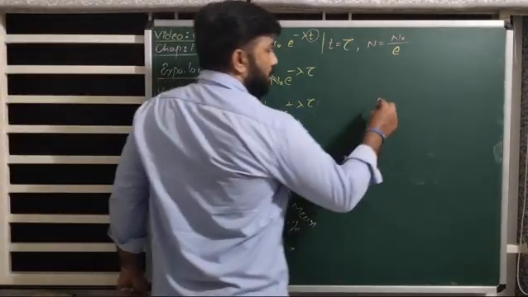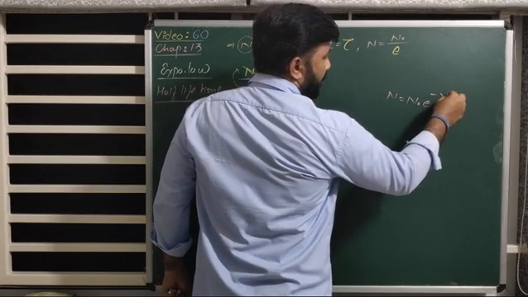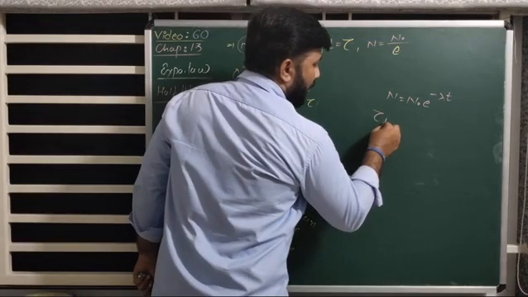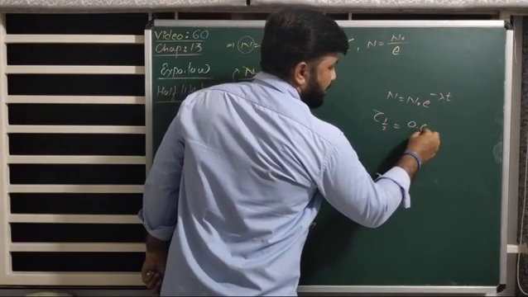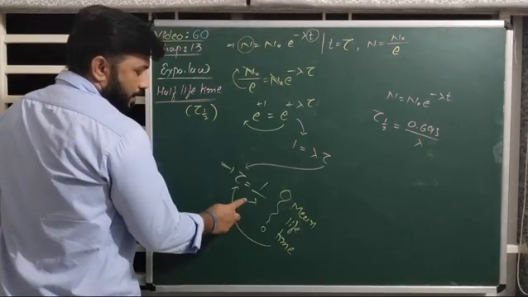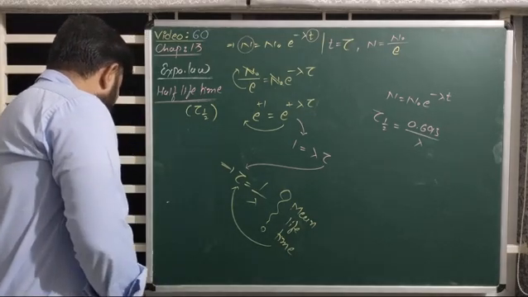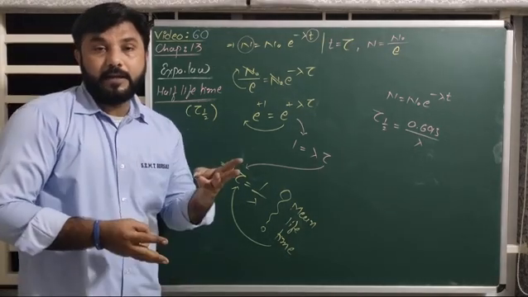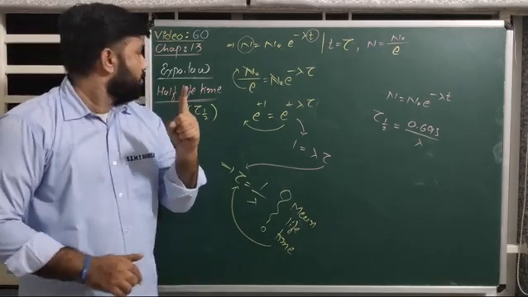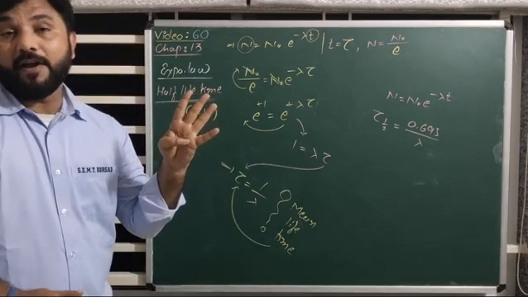What was that law? N is equal to N0 e raised to minus λt. Half-lifetime τ half is equal to 0.693 divided by λ, and this is about mean lifetime. Okay? Today we have done 4 theories: nuclear force, exponential law, half-lifetime, and mean lifetime.